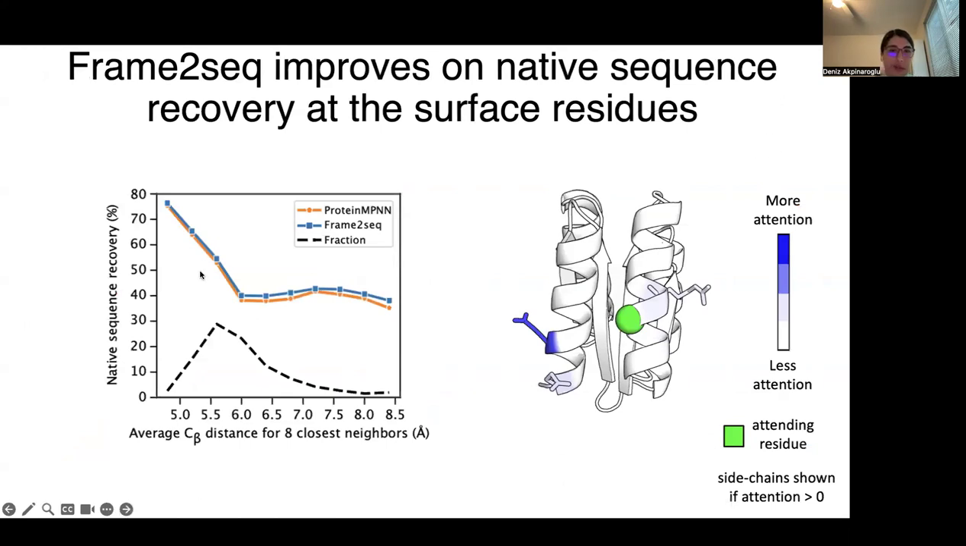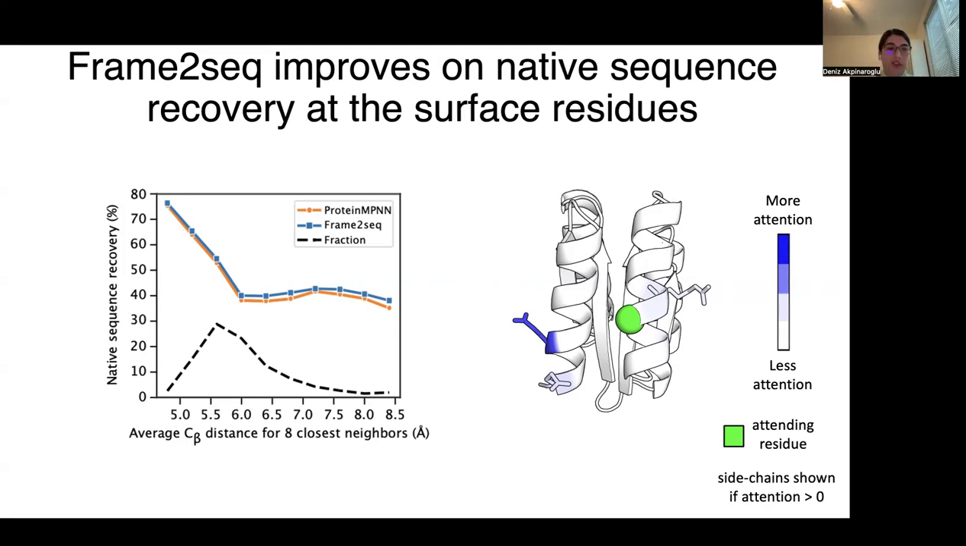Okay, so yeah, jumping to a quick look at native sequence recovery as a function of burial. In here, we're looking at average beta carbon distances for neighboring residues. Essentially, over on the left side are going to be the more buried positions, and as you go right, those are essentially surface positions. What we see is a similar trend, which makes sense: it's easier to recover buried positions in general.